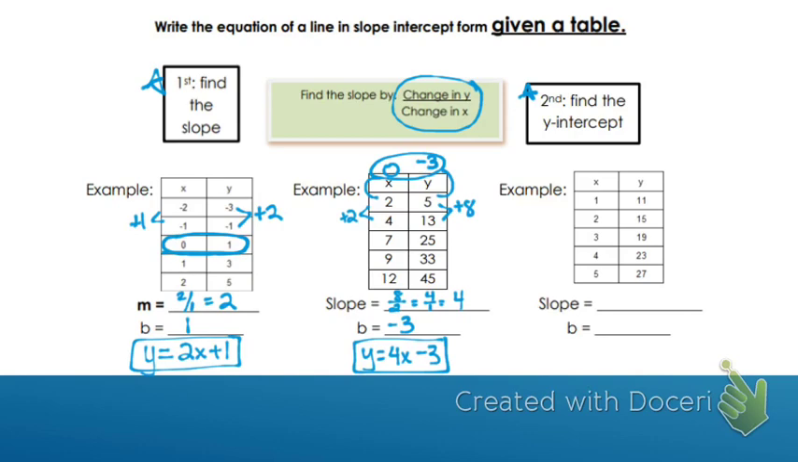Alright, and our last example. Same thing, I have 11 to 15 is plus 4, and I have 1 to 2 is plus 1. So my slope is 4 over 1, or just 4. Then if I subtract 1 to get to 0 and subtract 4 from 11, I get my y-intercept is 7. So my equation would be y equals 4x plus 7.